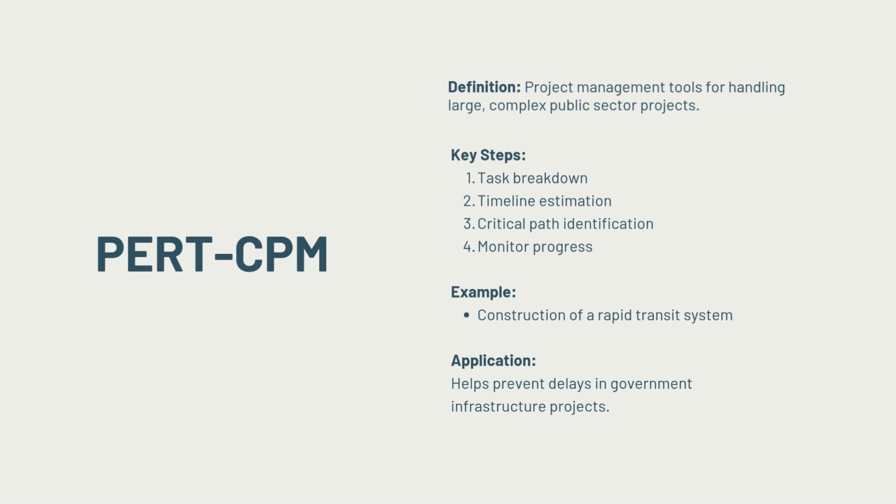on schedule. In the public sector, PERT CPM is particularly useful for managing infrastructure projects, such as building roads, hospitals, or schools. It ensures that resources are used efficiently and that timelines are met. Public administrators can use PERT CPM to identify potential bottlenecks before they occur, allocate resources effectively, and ensure that difficult projects are completed on time and within the budget.